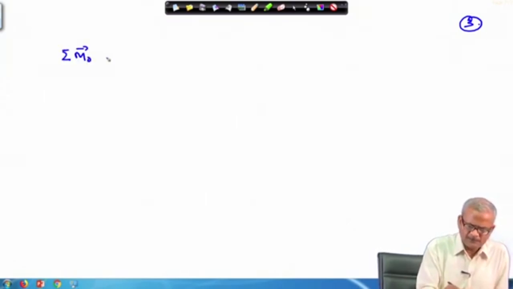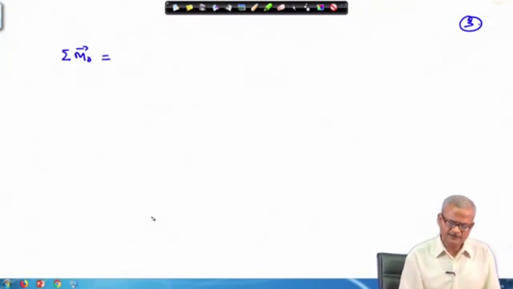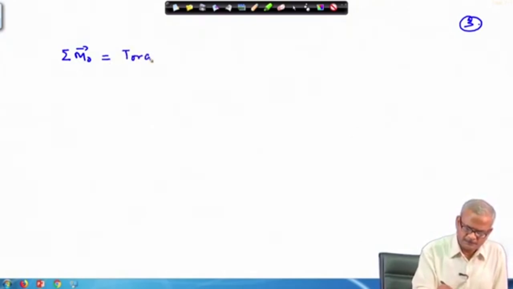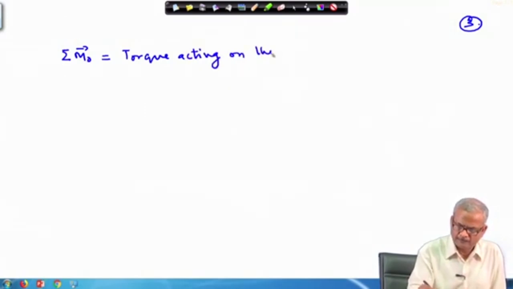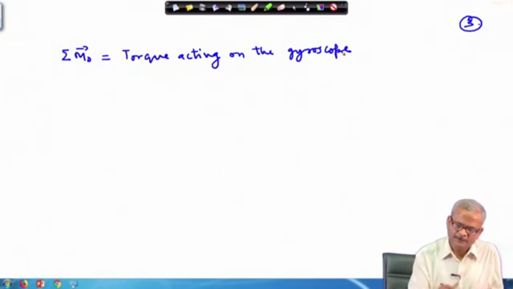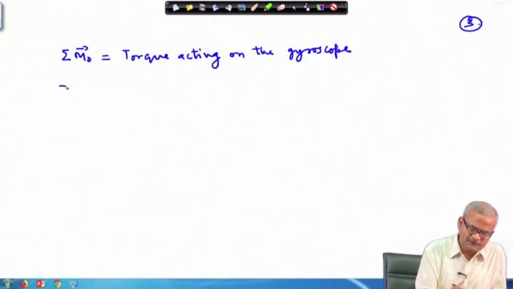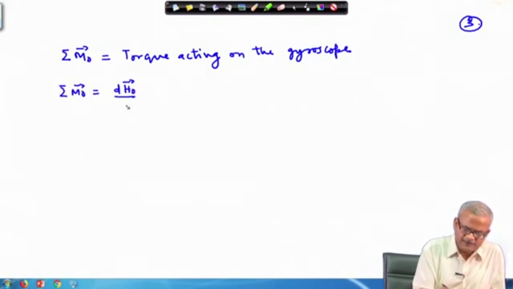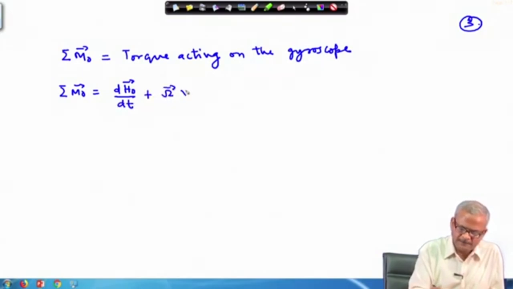So, if M0 is the torque acting on the gyroscope, we can write this as M0 equal to dH0 by dt plus capital omega cross H0.